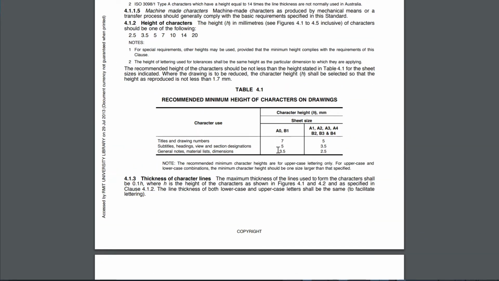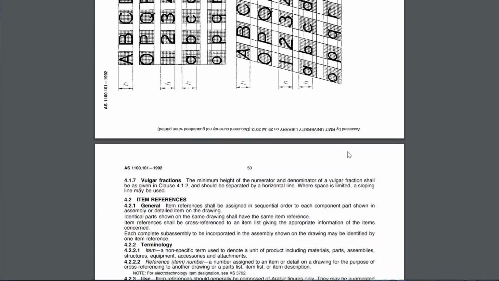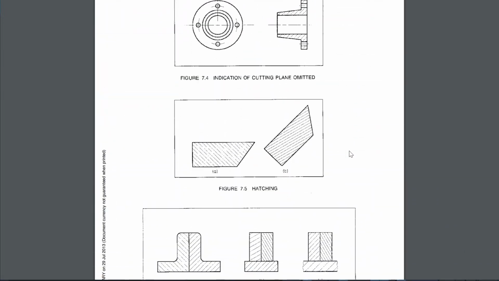So dimensioning, oh yeah, it should be 2.5. I take that back. I think I said earlier 3.5. That's for subtitles and headings, not for drawing titles. So yeah, 2.5. We'll note that next time. Better to be right at some point in the video. Take that, comments.